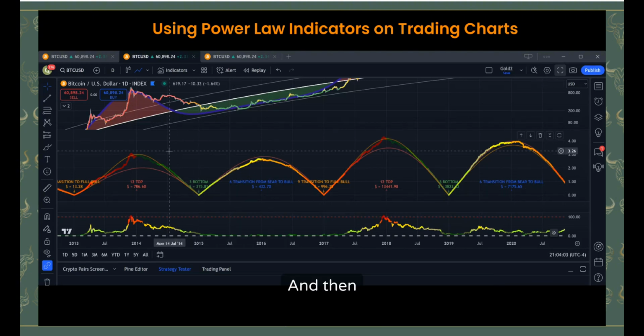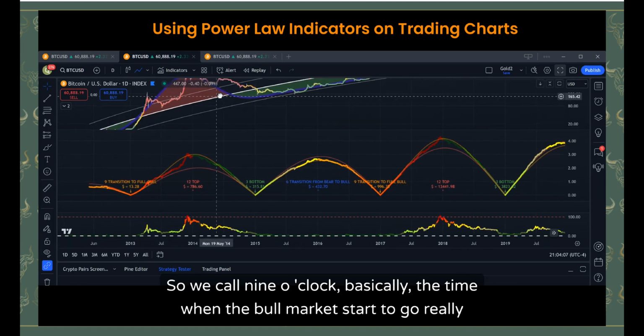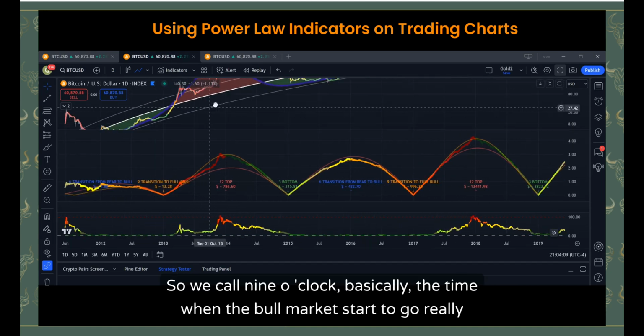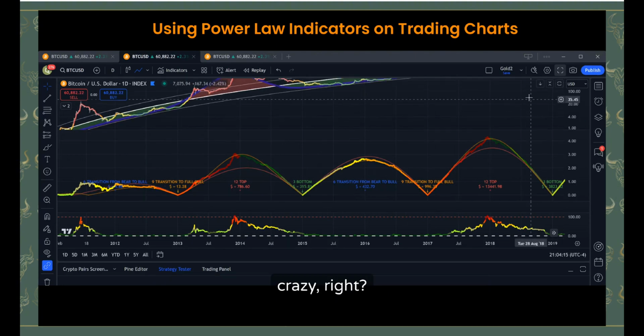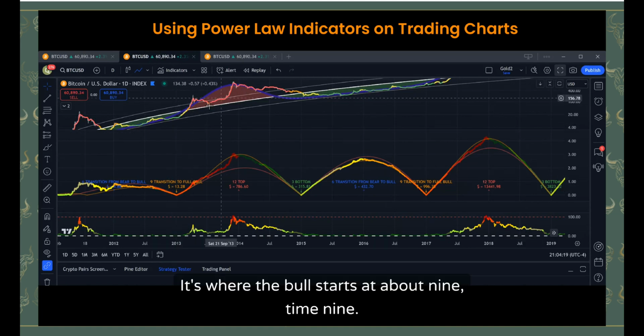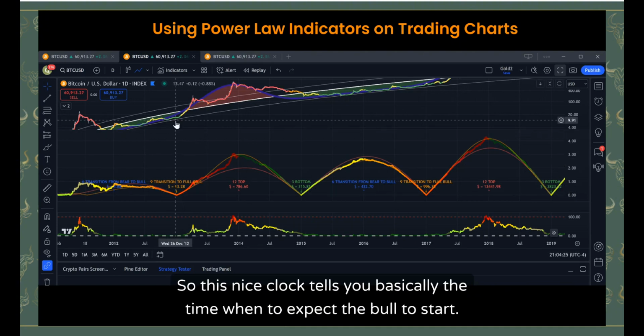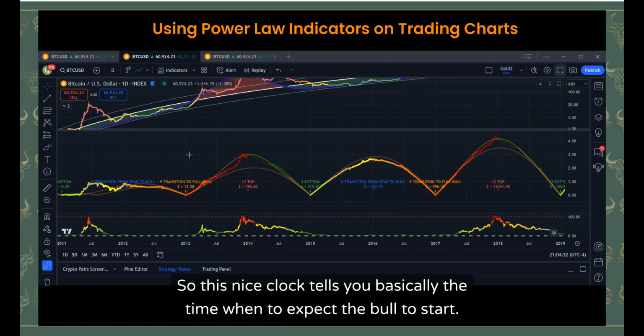And it takes also 1 year to go up. So we call 9 o'clock, basically, the time when the bull market starts to go really crazy, right? It's going to be the ultimate bull. It's where the bull starts, at about time 9. So this nice clock tells you basically when to expect the bull to start.